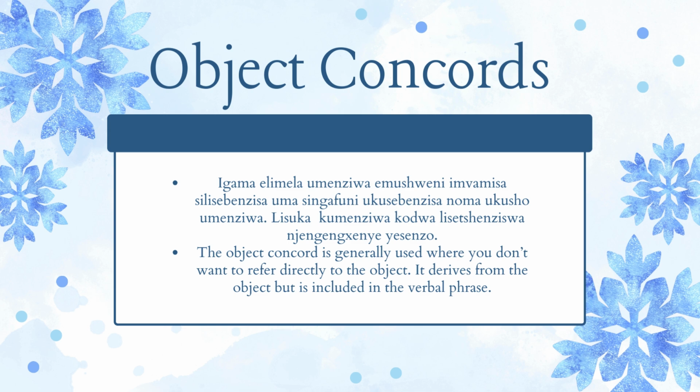So the object concord is generally used where you don't want to refer directly to the object. It derives from the object but is included in the verbal phrase.